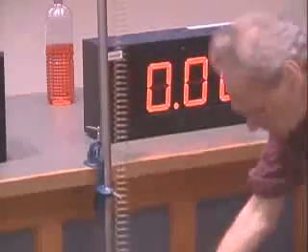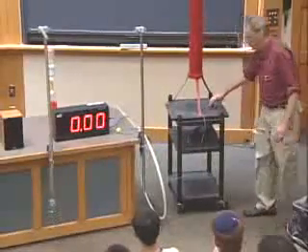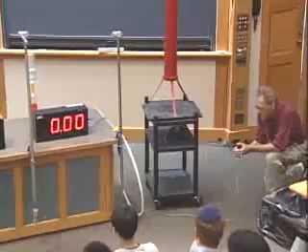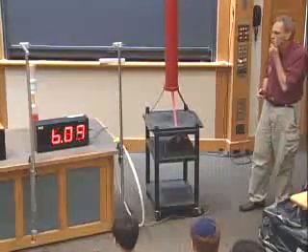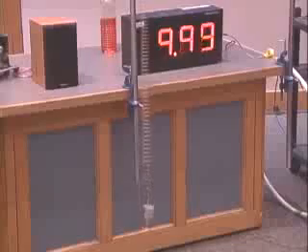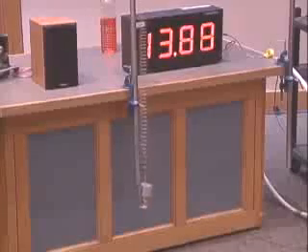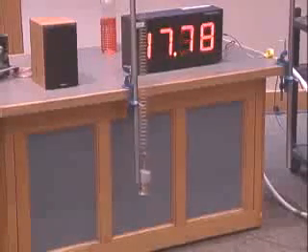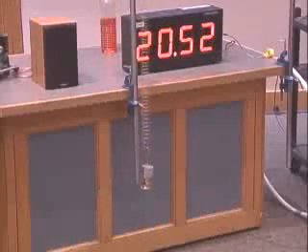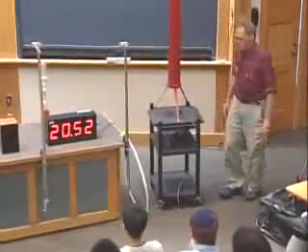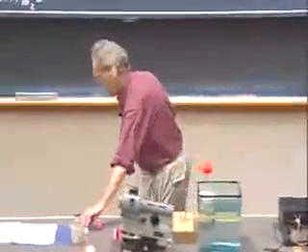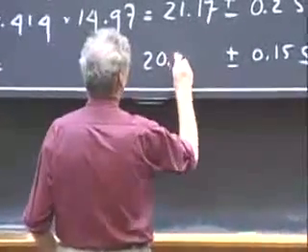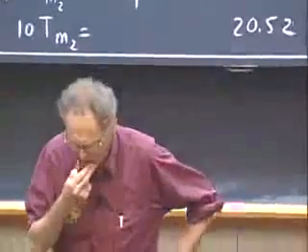I'm going to oscillate it. 1, 2, 3, 4, 5, 6, 7, 8, nine. Oh, boy. Oh, boy, what have I done? What have I done? What is it, 20 point 52. We have a problem. Physics is not working.